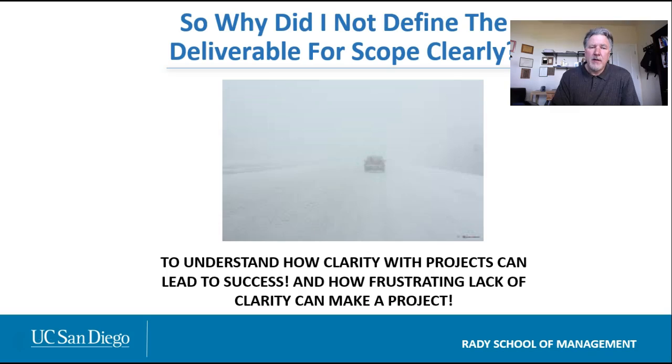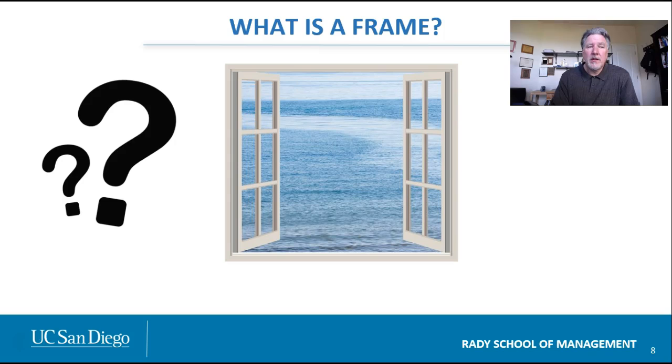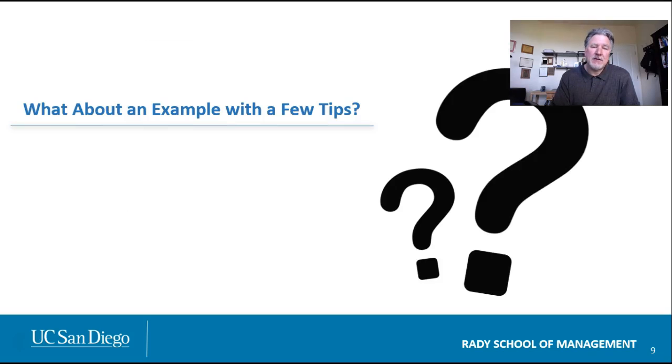I had a situation in an exercise with a group where I didn't clearly define the scope. I did it deliberately not clear, and they said it was like being in a snowstorm, a whiteout, which helped them understand how clarity with projects can lead to success. Because if you don't have that clarity, you will feel like you're in this whiteout, and it can make for a very frustrating project. So let's talk about F for the FOD, which is frame.